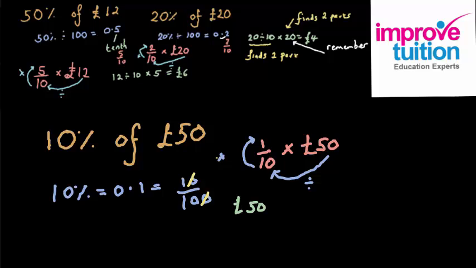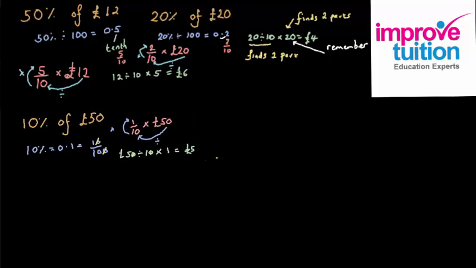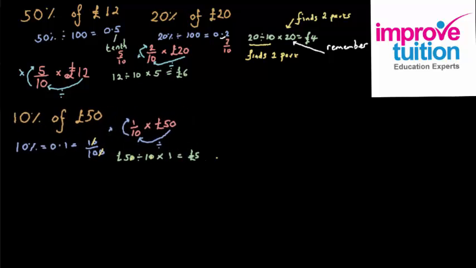So it's £50, that's the value, that's the quantity, that's the amount. And we're working out a part, a piece, a percentage of £50. So it's 50 divided by 10 times 1, so that's £5. I knocked the zeros off just to make it a bit easier. Okay, next question.